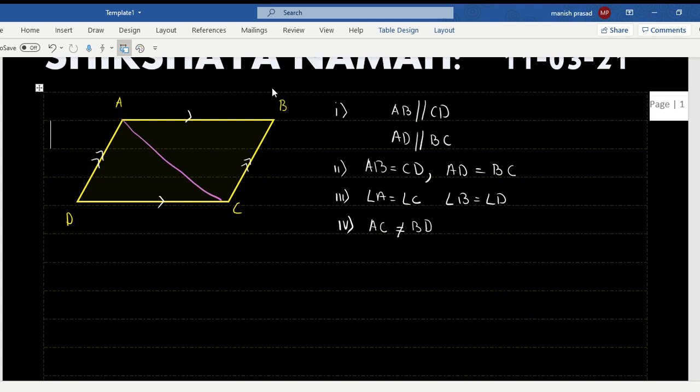If you look at the diagonals, the diagonals bisect each other. Diagonals do what? Bisect each other. Meaning, if they bisect each other, what will happen, beta? BO will be equal to DO.